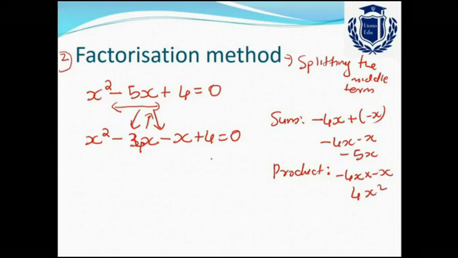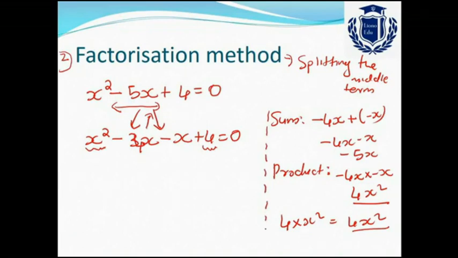Now you should multiply the first term of the equation and the constant. Which is the first term? x square. And which is the constant? 4. Let us multiply them. 4 into x square. What is the answer? 4x square. So when you multiply the split middle term and when you multiply the first term and the constant of the quadratic equation, you get the same answer, 4x square. So it means that the way you have split the middle term is absolutely correct.